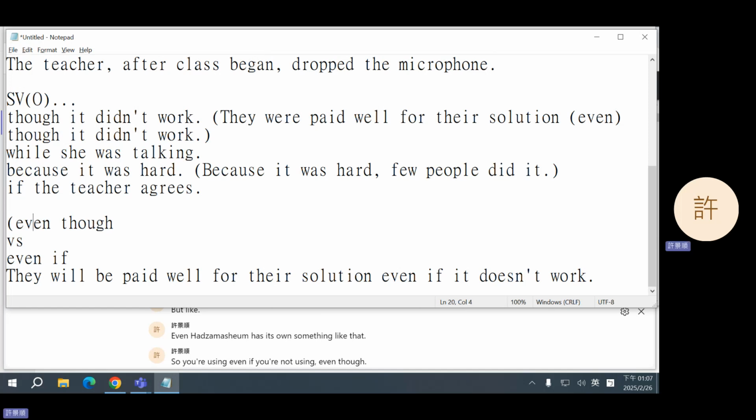Right, so even though is the same as though is the same as although. These three words mean the same thing. And which one to use is more a question of emphasis and rhythm, 节奏. Which one sounds better in your sentence?